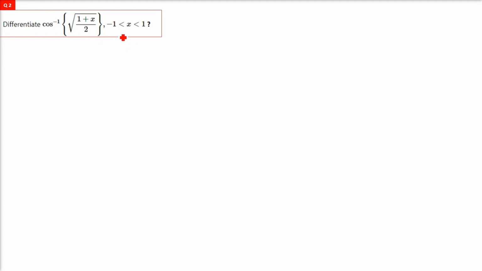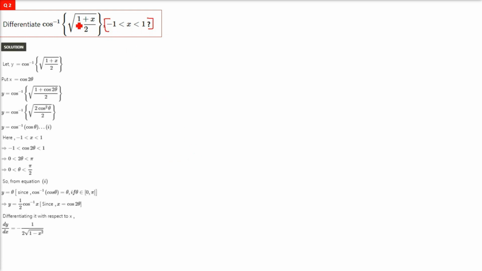Now with respect to trigonometry, we already know what we have to replace here. But we have to be very sure that x is between negative 1 and 1. So when you substitute something, that content should be between minus 1 and 1, that is, between the limits.